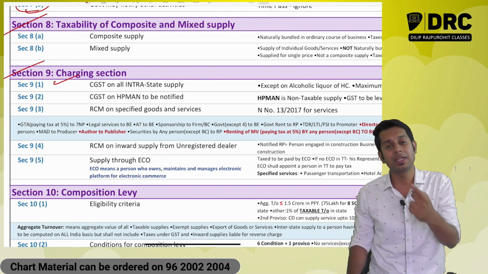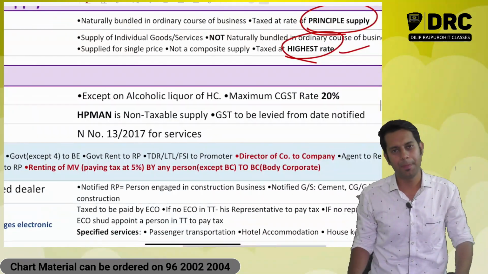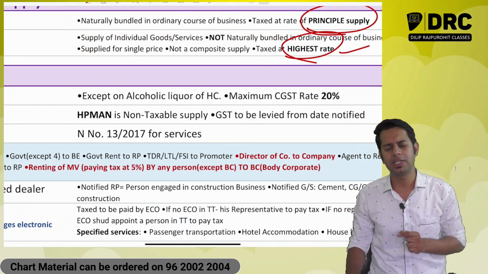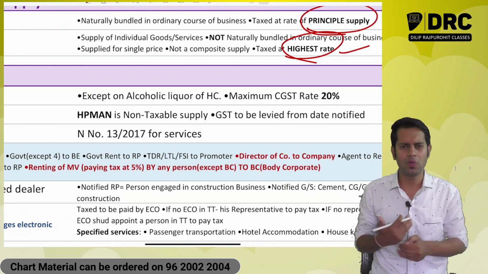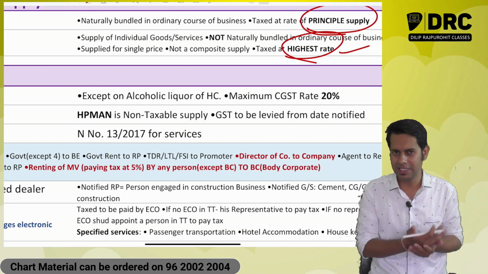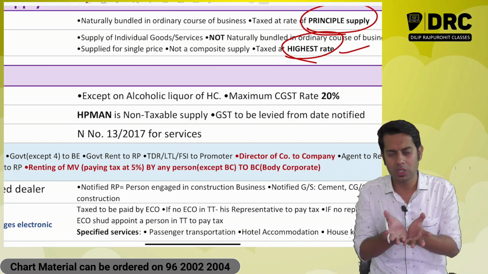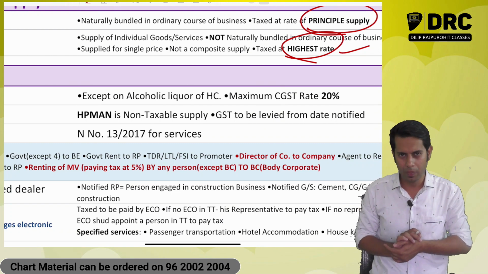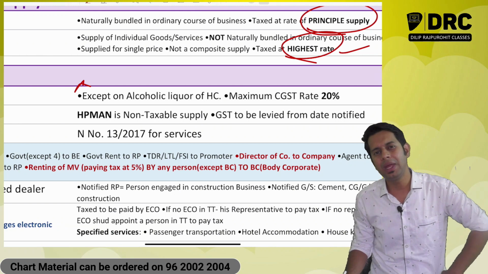It shall be collected in such manner as may be prescribed and shall be paid by the taxable person. So what does section 9 subsection 1 say, sir? They are going to collect taxes on intrastate supply of goods or services. What is the tax? CGST. That CGST will be collected on all intrastate supply of goods or services except on alcoholic liquor for human consumption. That means on alcoholic liquor for human consumption, GST can never be levied.